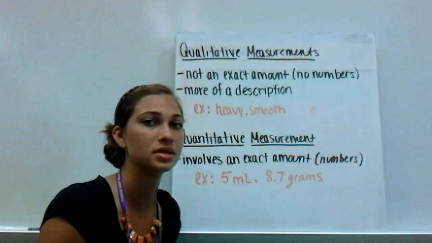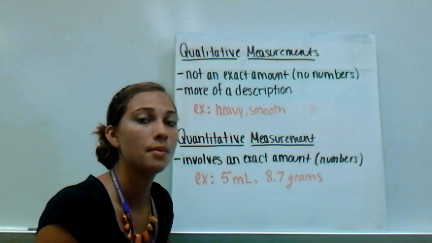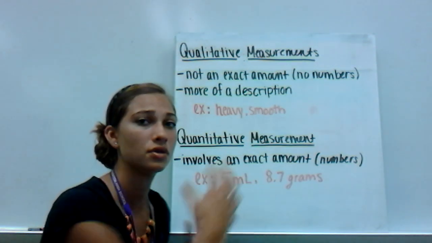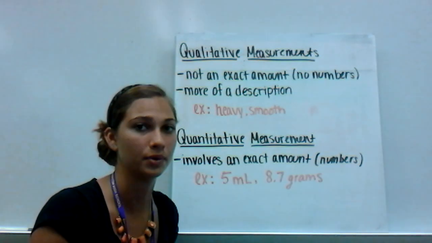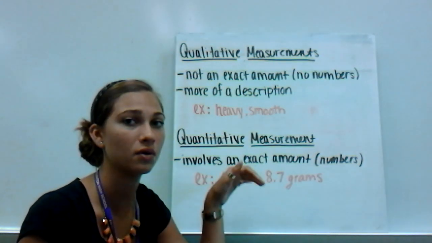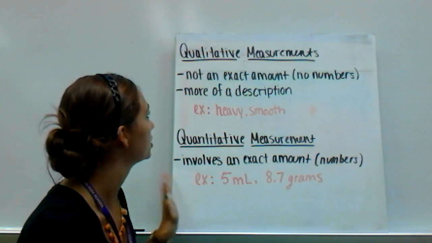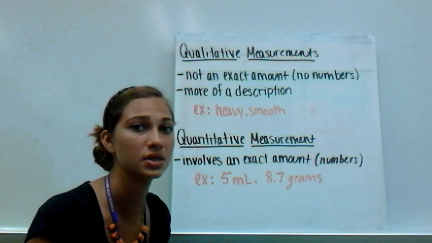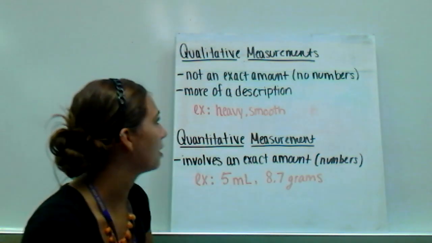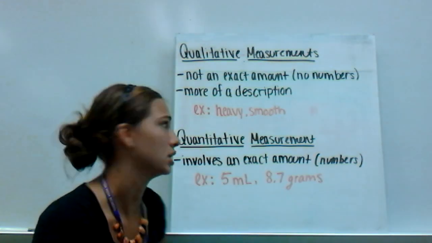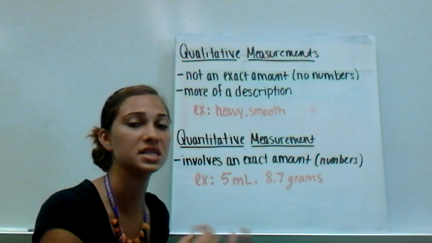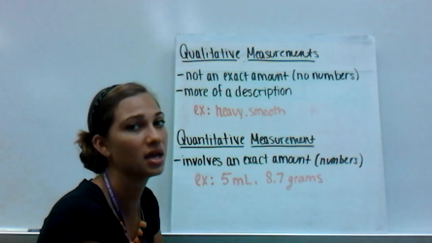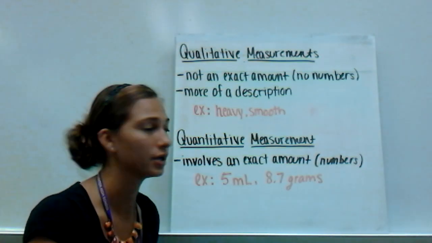Alright, in just a little while we're going to be talking about different properties. But first we have to talk about qualitative and quantitative measurements. This is how we would describe our properties, using both qualitative and quantitative measurements. First, a qualitative measurement is one that does not use any numbers. So it's not an exact amount, and it's more like a description. Some examples are: this thing is heavy, or this thing feels smooth, or maybe this paper is thin, stuff like that. We have no numbers.